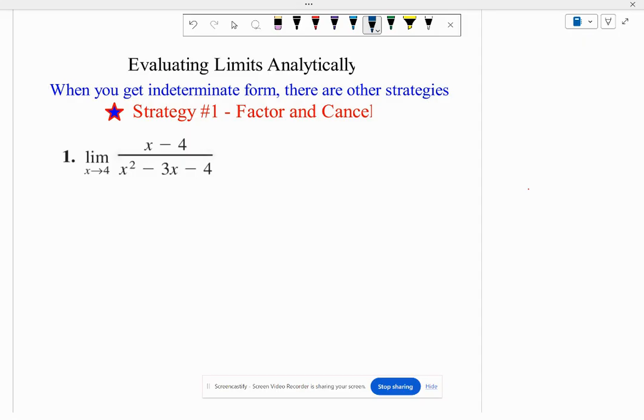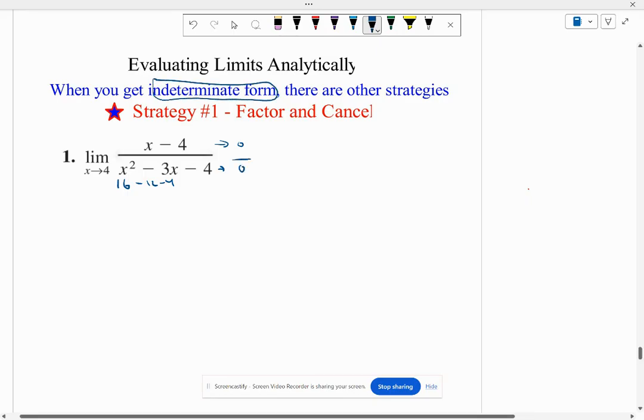Anytime you're evaluating a limit, the first thing I recommend doing is trying to plug in the limit and see if we can actually get an output. But if you plug in 4, 4 minus 4 becomes 0. And on the bottom, we get 16 minus 12 minus 4, which also gives us 0. So that 0 over 0 case is an indeterminate form. When you get an indeterminate form, the question is, what do we do now to evaluate the limit?